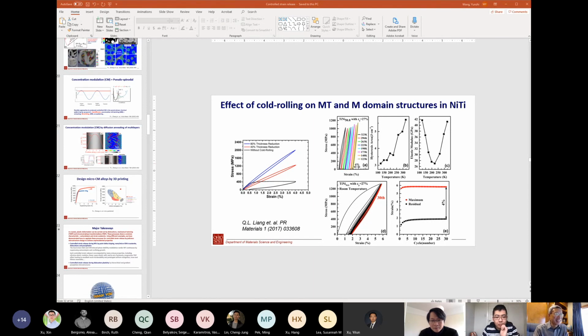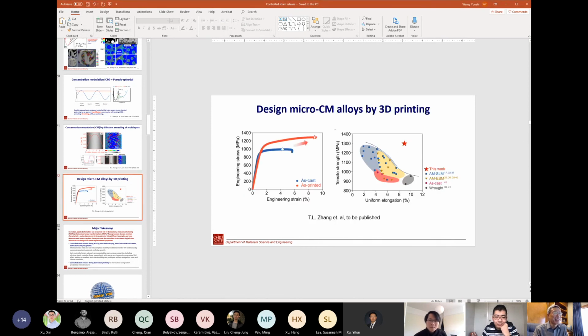Actually, you are exactly right. That's exactly what we did for this last example I showed you, because the work hasn't been published yet, so I didn't show the details. That's basically the idea we used. We tried to add more beta stabilizer, and we want a very non-uniform distribution of the beta stabilizer at a very small length scale, utilizing the unique features provided by 3D printing. This is the powder bed laser, and we can achieve this property change. It's exactly the idea you mentioned.